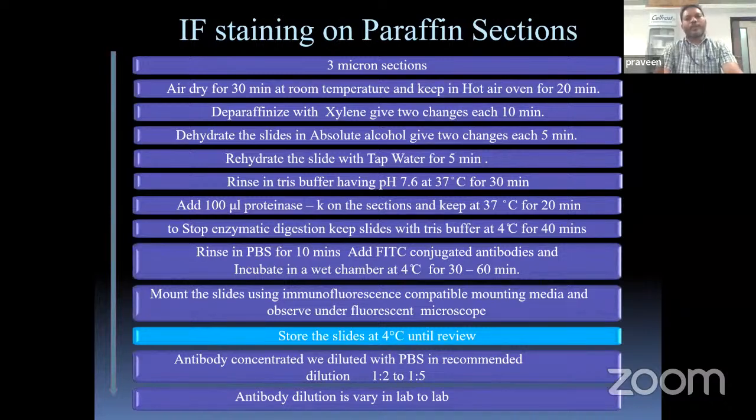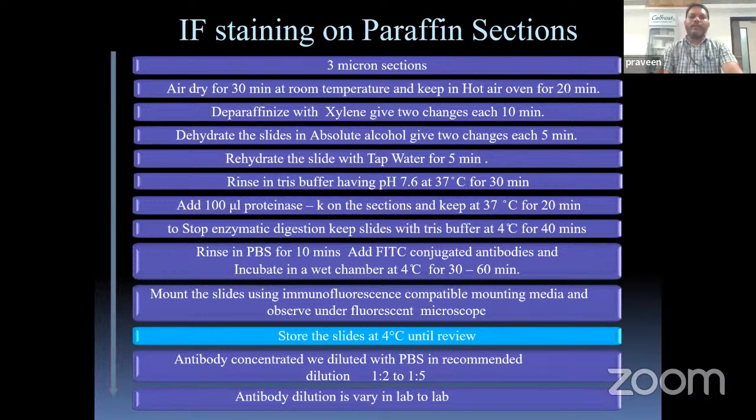Add 100 microliter proteinase K on the section and keep it at 37 degrees Celsius for 20 minutes, which is used for antigen retrieval, to unmask the epitope of the antigen. To stop enzymatic digestion, keep the slide in Tris buffer at 4 degrees Celsius for 40 minutes. After that, rinse in PBS for 10 minutes, add FITC conjugated antibody and incubate it in a wet chamber at 4 degrees Celsius for 30 to 60 minutes.